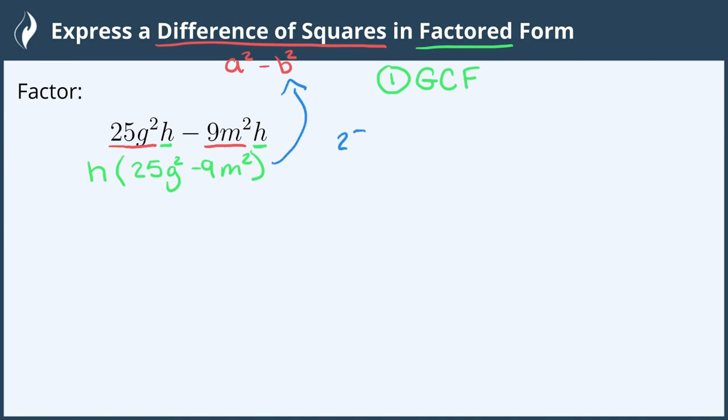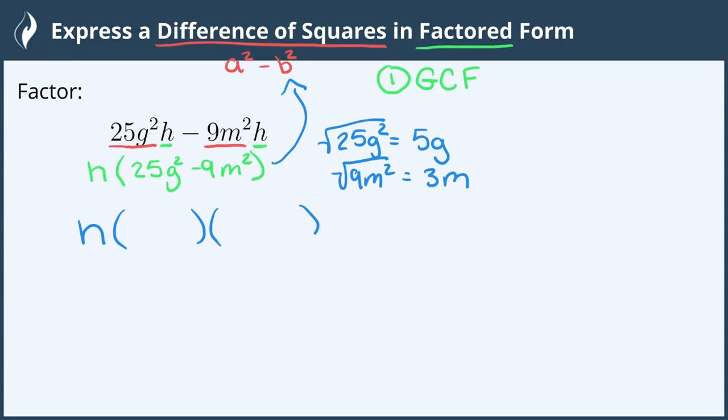In fact, 25g squared square rooted gives me 5g, and the square root of 9m squared gives us 3m. This means that I have an h on the outside, and then I have my two binomials, taking the square root of the first and putting it in the first position of each binomial. So we have 5g and 5g here, and then we take the square root of the second and put it in the second position of each of these binomials, 3m and 3m.